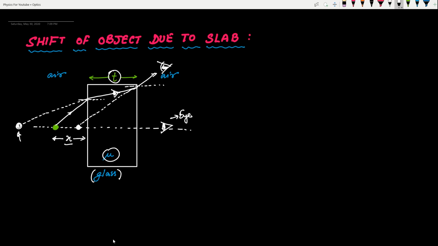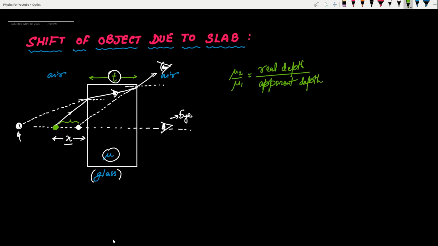Now our question is, find the shift of object due to the slab. How much is the shift? That is, we need to calculate this distance. How much is the shift from the original position? Now how to do that? You can solve this by the technique that I have shown you in my earlier video. Let me explain and derive the expression. We know that mu2 by mu1 is equal to real depth by apparent depth. This has already been discussed and proved earlier.